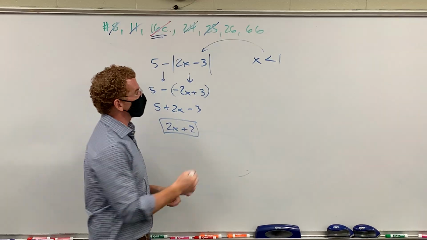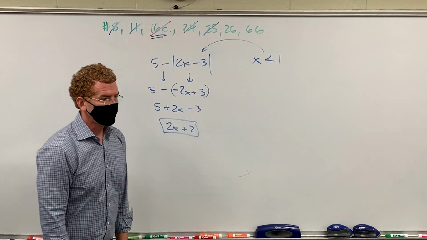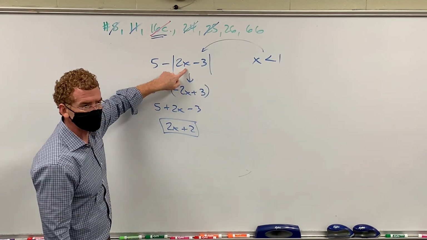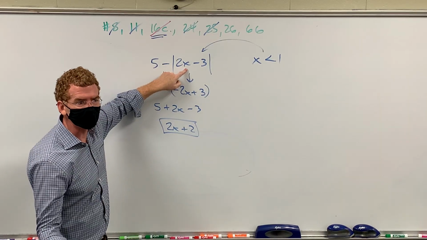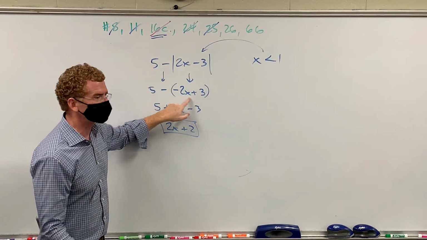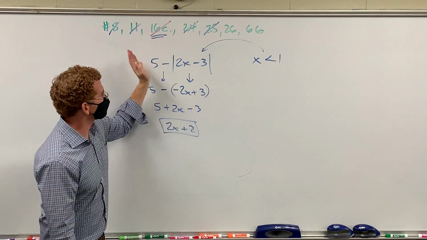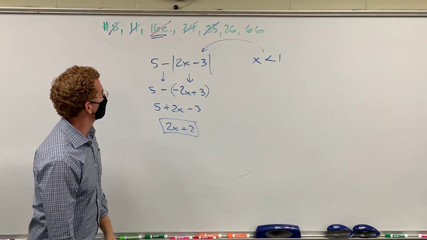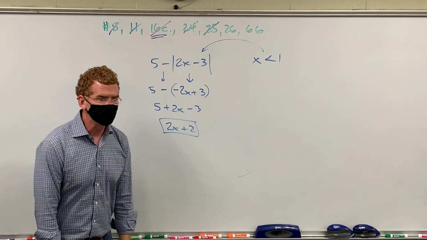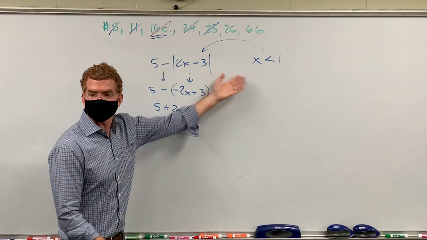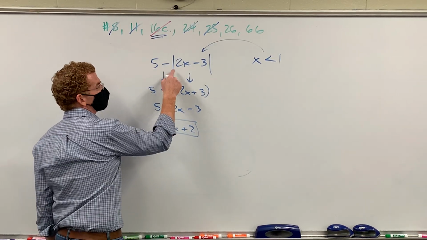Now what if I said for values bigger than 2? Values bigger than 2, what happens? They all end up being positive. And if they all end up being positive, do I have to negate anything? No. So just throw away the absolute value, distribute the negative in, and you would end up with 2x plus 8.